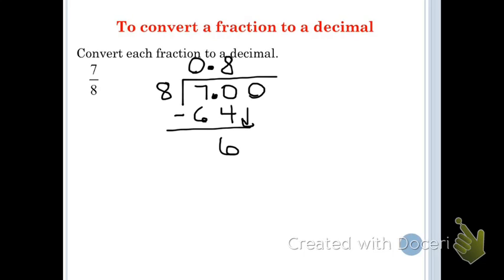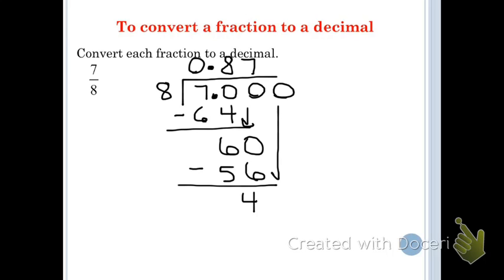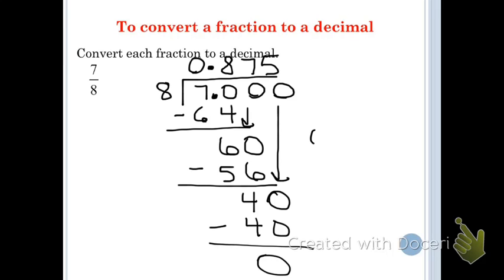Add a 0. 8 goes into 60 7 times. 7 times 8 is 56. 60 minus 56 is 4. Bringing down another 0, 8 goes into 40 5 times. 5 times 8 is 40. And our remainder is 0. So our division problem has terminated. So we have a terminating decimal, 0.875.